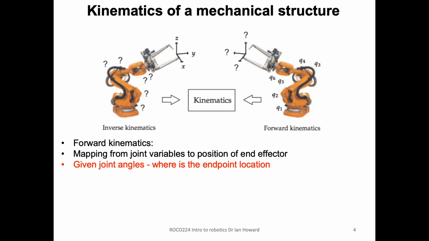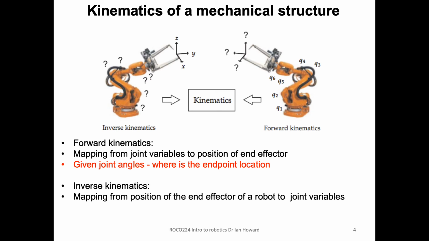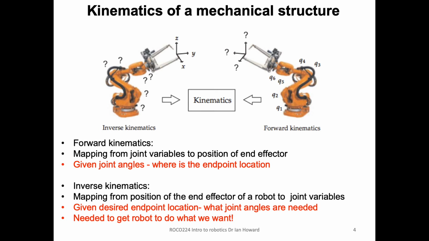So just to summarize, in forward kinematics, we give it the joint angles if it's a robot like this, and we want to know where the endpoint is. And in inverse kinematics, we know where we want the endpoint to be, and then we need to calculate where the joint angles actually need to be to get it to that place.